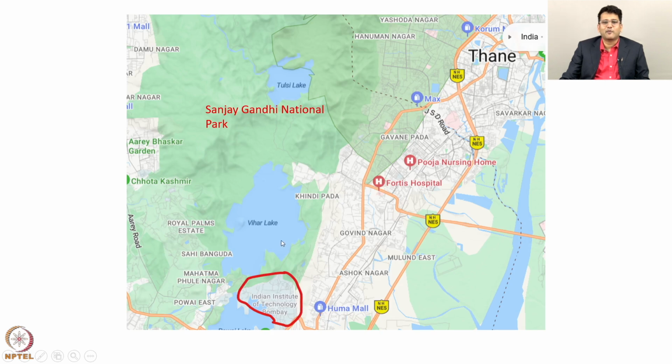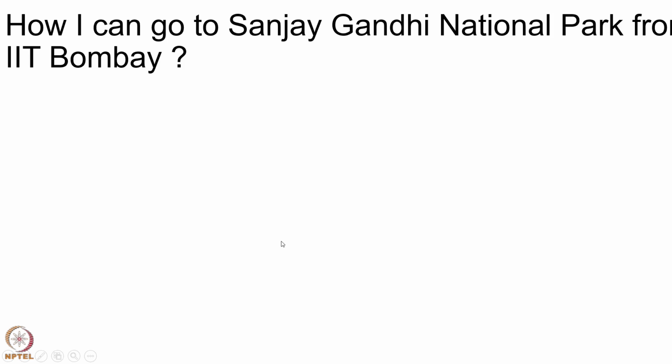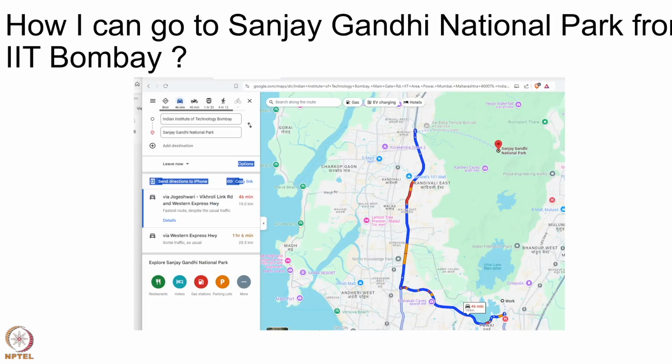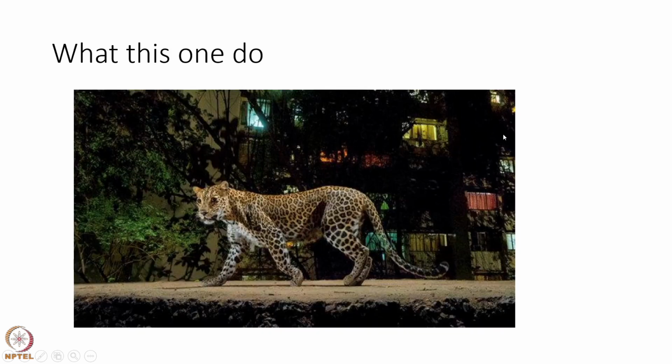Now, how does a leopard enter the campus? Let me ask you the reverse question: how can you go to Sanjay Gandhi National Park from IIT Bombay? Well, I can take a cab, and Google Maps shows 46 minutes by cab. Walking will take 4 hours, and public transport will take around 1 hour some minutes. So this is how you will go: you will come out, take a road and then go. But what does the leopard do? Of course, it does not have access to Ola or Uber, so it cannot go by cab.